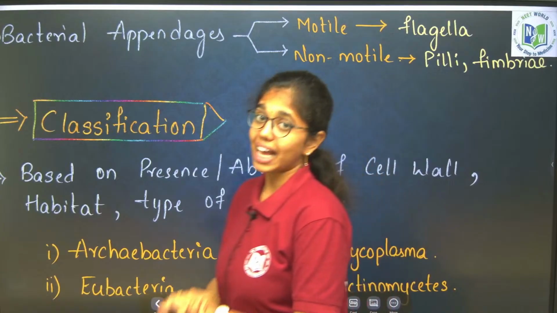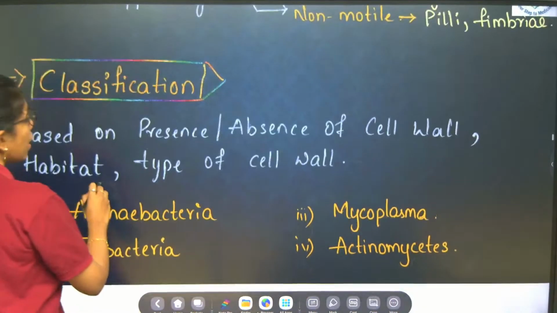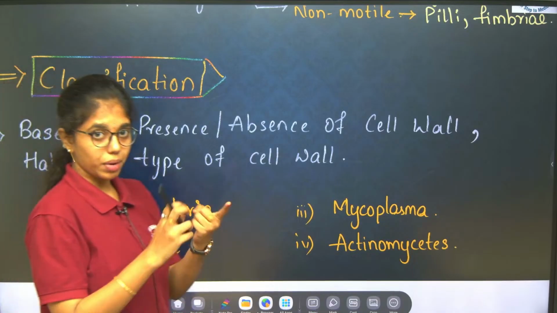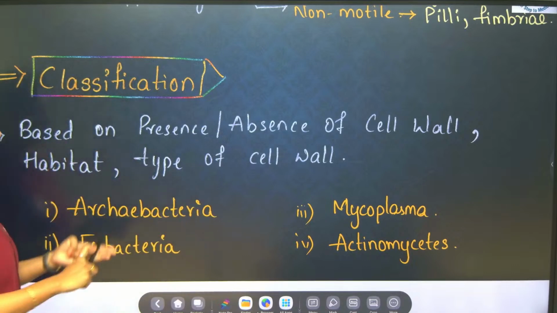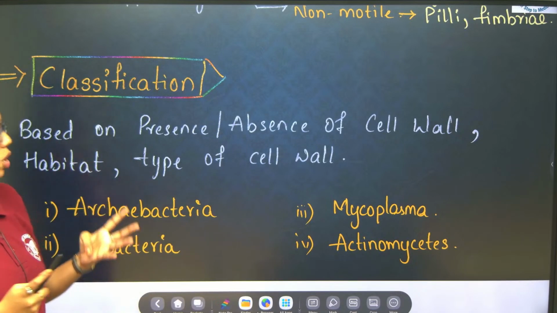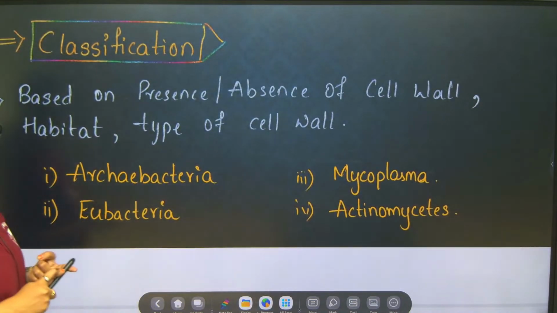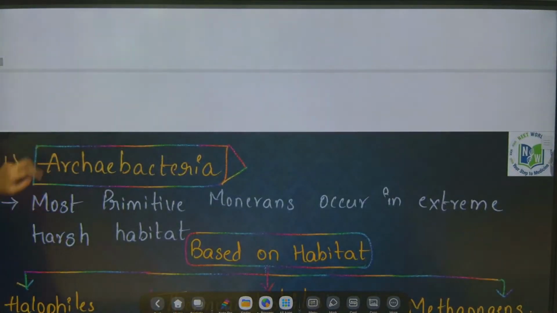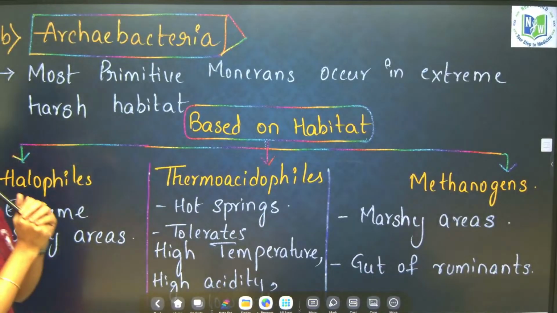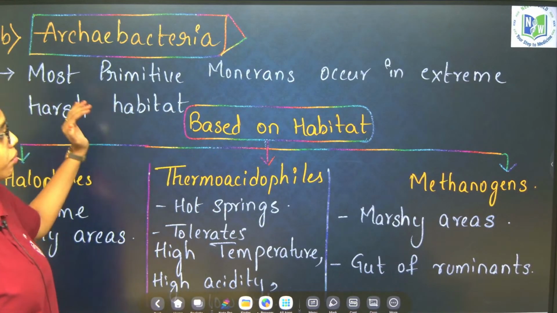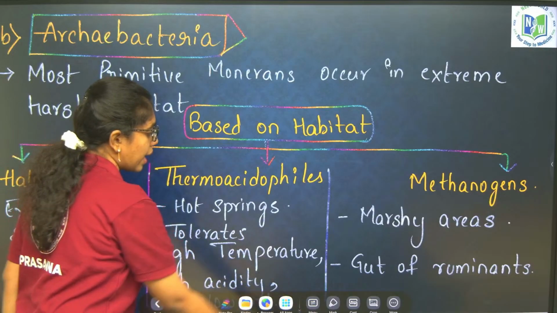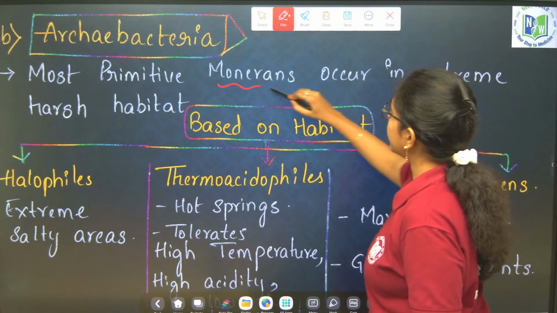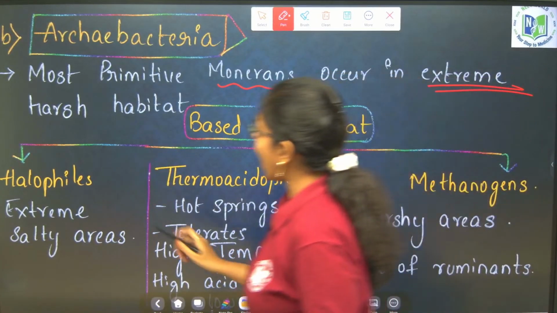Now, let us look into the classification of the Monera. Based on the presence or absence of cell wall, habitat, type of the cell wall, we have four different types of the Monera. Those are Archaebacteria, Eubacteria, Mycoplasma and Actinomycetes. So, Archaebacteria, these are the most primitive monerans and they occur in extreme or harsh habitats.